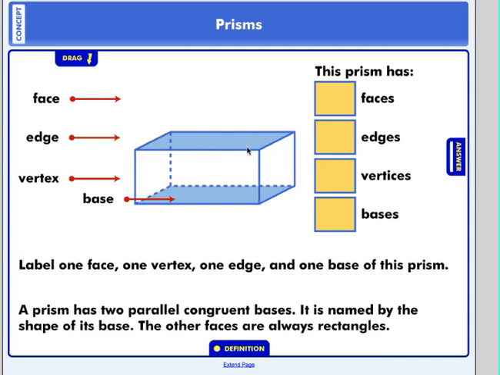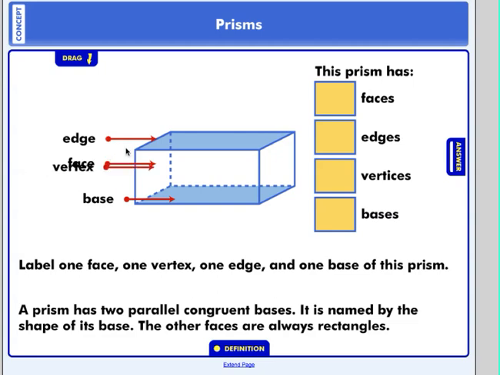The other faces are always rectangles on the prism. And we'll talk about that later, but even if our base is in the shape of a triangle, if we have a triangular prism, the other faces are still going to be rectangles. Now, every flat side of the prism is called a face. And every place where two faces meet up makes an edge. And then every place where edges meet, that's called a vertex.